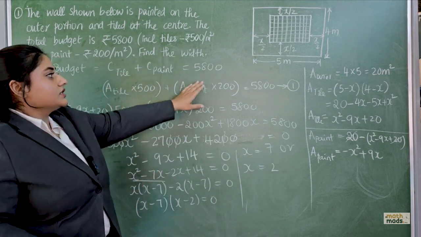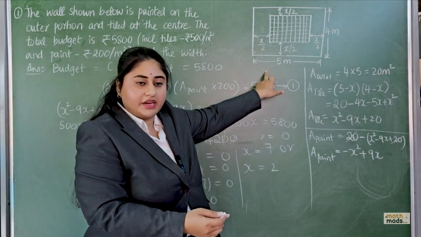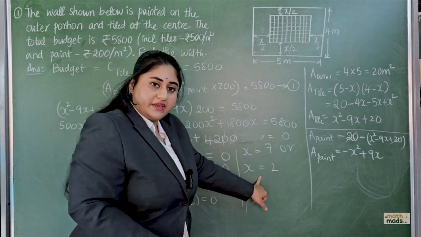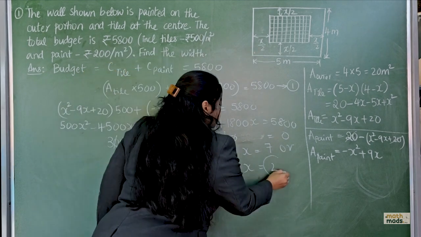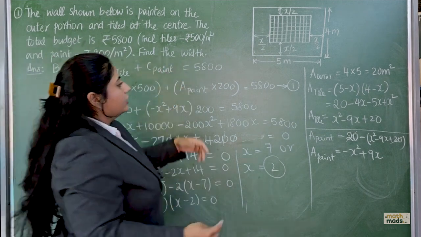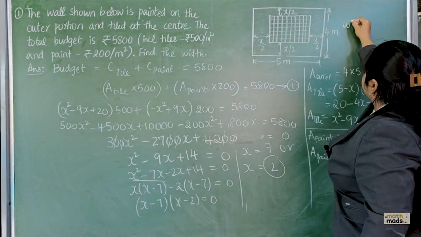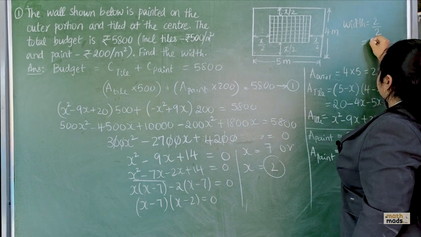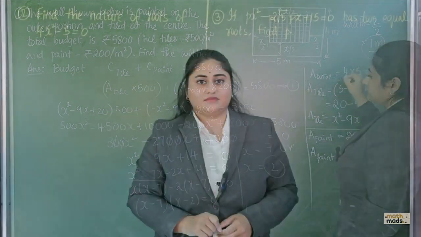But look at the values. The maximum length is only 5 meter. Can x be equal to 7? No. Can x be equal to 2? Yes. So x is equal to 2. If x is equal to 2, what will be the width? Width is equal to x by 2. That is 2 by 2, which is 1 meter.